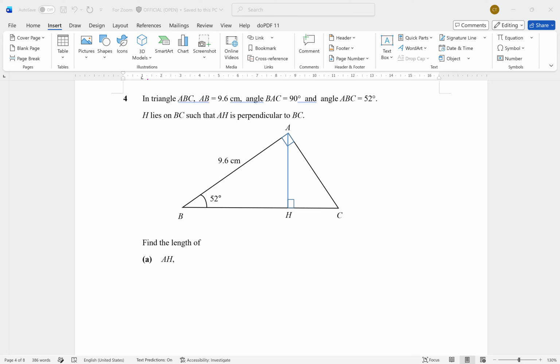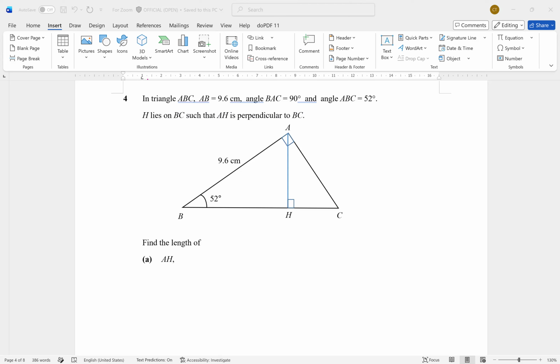So in triangle ABC, AB equals 9.6, angle BAC equals 90, and angle ABC equals 52 degrees. Alright, so we are given these values. H lies on BC such that AH is perpendicular to BC. So this means that angle AHC is also 90. In part A, we are asked to find the length of AH. Okay, AH, so is this a vertical line, the blue line over here?